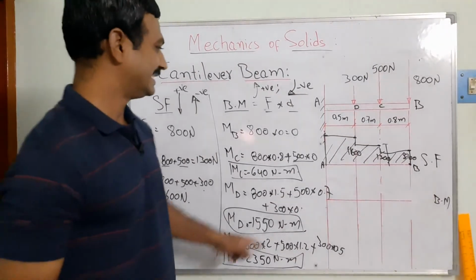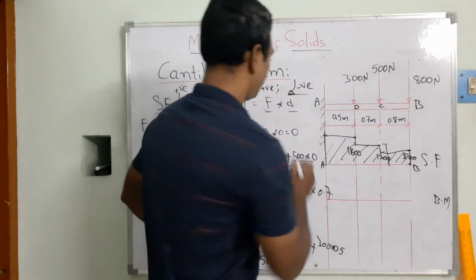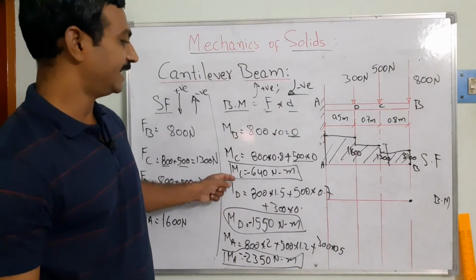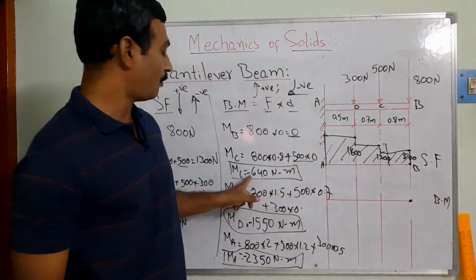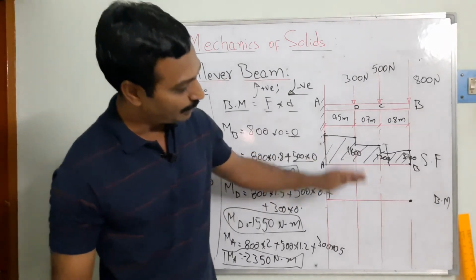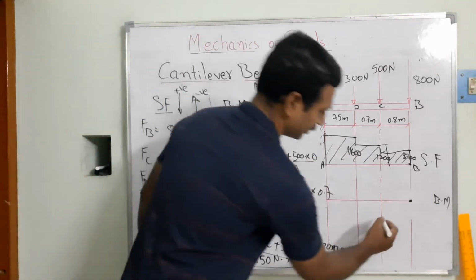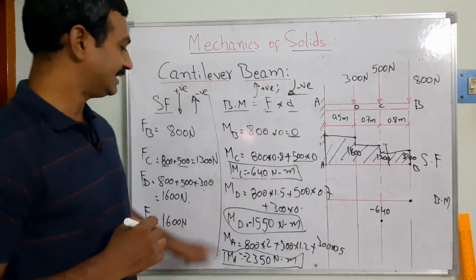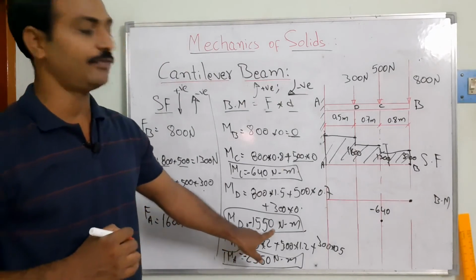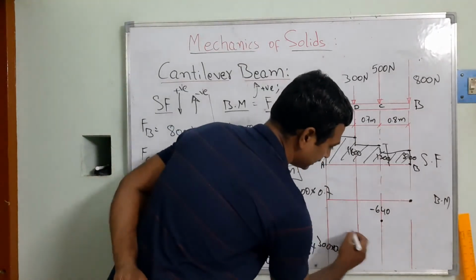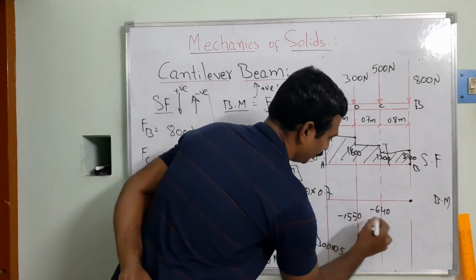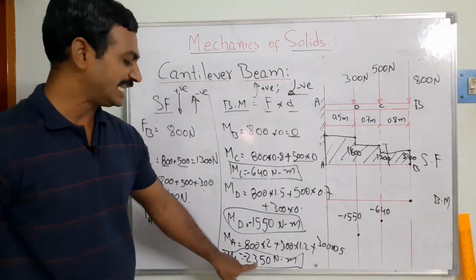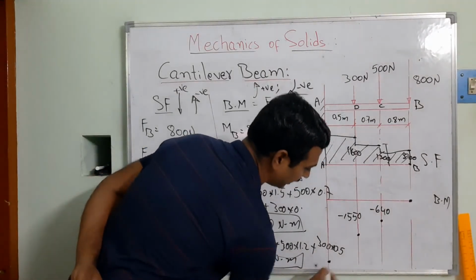Now we are trying to plot the bending moment diagram. At point B, it is going to be 0. This point is equal to 0. And at C, that is going to be the point here, it is going to be around minus 640. It means that it is below the axis of the member that I have mentioned. So this is going to be minus 640 newton meter we do have. And similarly at D, it is around minus 1550. So I am going to consider here minus 1550 newton meter. And similarly at A, it is minus 2350. So that I am going to take over here.